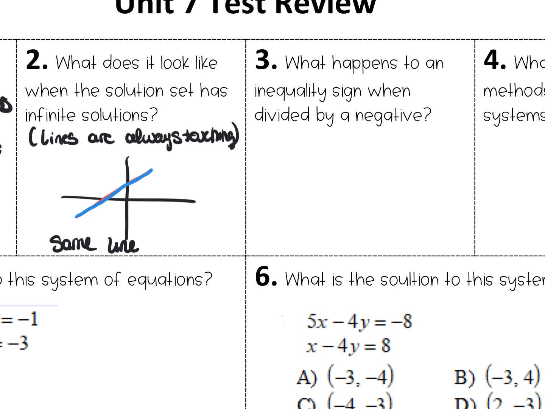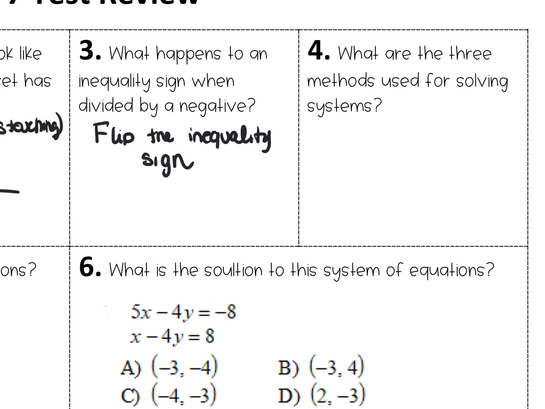What happens to an inequality when you divide by a negative? You need to flip the inequality sign. For example, if I had less than, it's going to become a greater than. So you flip the arrow the other way. What are the 3 methods for solving systems? We can graph. We can use substitution. Or we can use elimination.